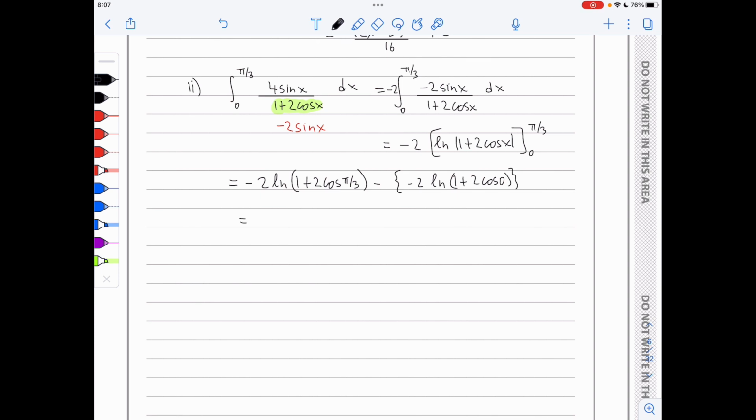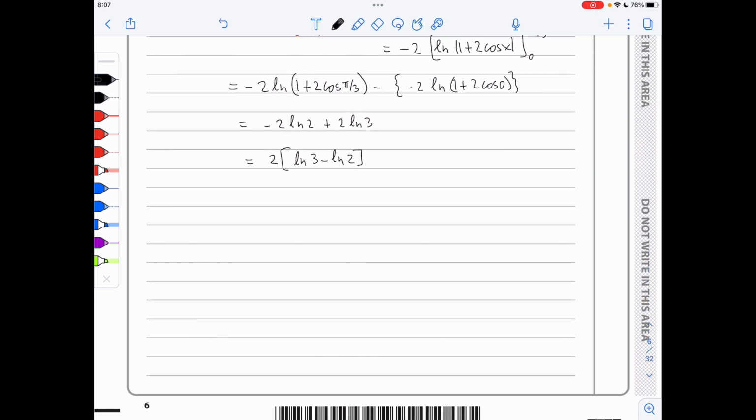Now this leads to minus 2 ln 2 plus 2 ln 3, which I can write as 2 brackets ln of 3 minus ln of 2. I can combine the ln of 3 minus ln of 2 as simply ln of 3 over 2, and the 2 can go up to give me ln of (3 over 2) squared, and therefore we conclude that this is ln of 9 over 4, and therefore the rational constant a is simply 9 over 4.